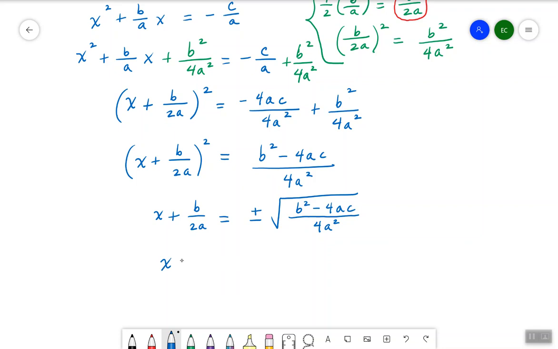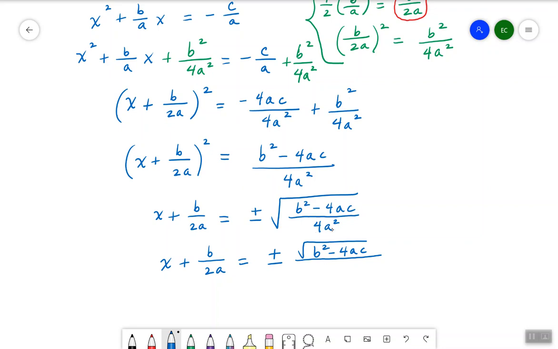Let's see here. Let's go ahead and leave the b over 2a where it is for right now. And then let's take the square root of the numerator and the denominator separately. And in particular, what's interesting is the numerator doesn't simplify, but it sure looks familiar. It looks like part of the quadratic formula. And then the denominator does simplify.